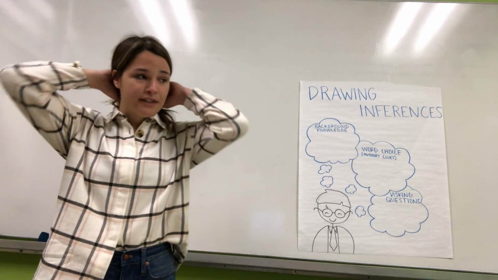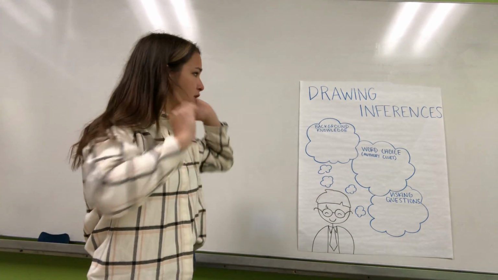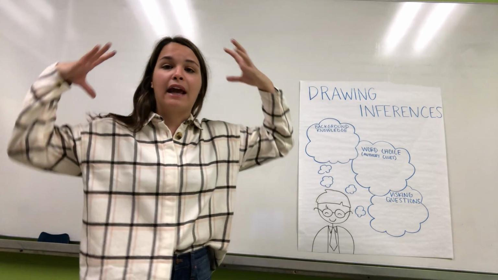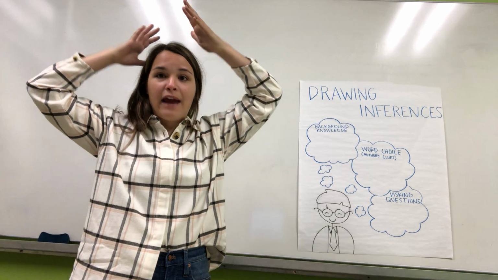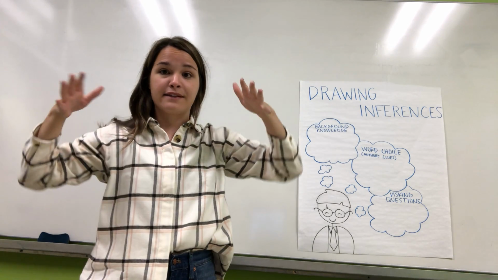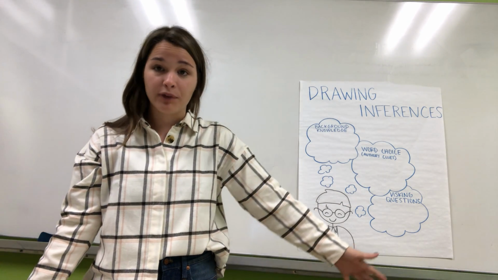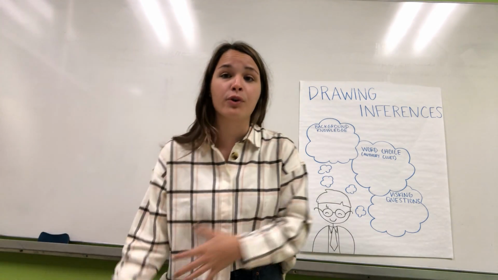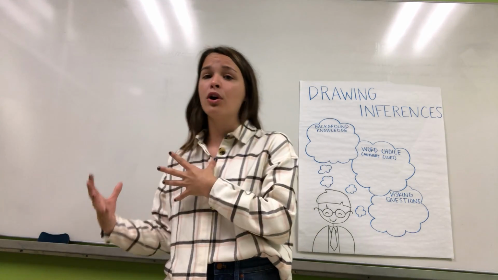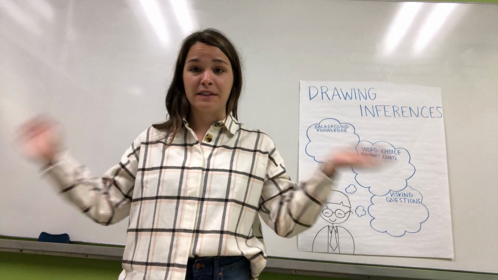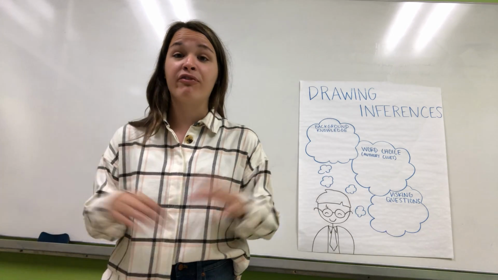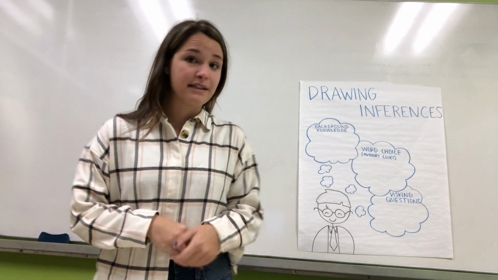The different ways that we draw inferences are, one, by using background knowledge. That means taking everything that's up here, all of the context that we bring to the books that we read. That could mean memories that we have, or knowledge that we have about the world, anything that we have experienced or witnessed or seen that might affect how we are reading the text.